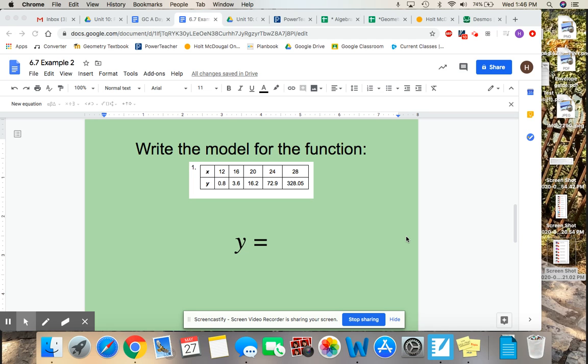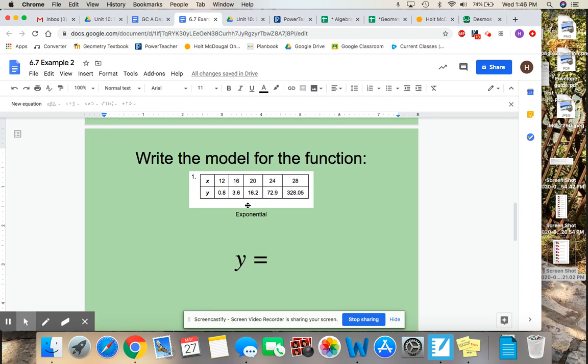Okay, for the second part of today's lesson, we want to take our data and actually write the model for the function. So this example one that I have here is the same problem from the previous video where we found that this was exponential. So we already know which model it fits. Now we just want to write the equation, and we're going to do that using Desmos.